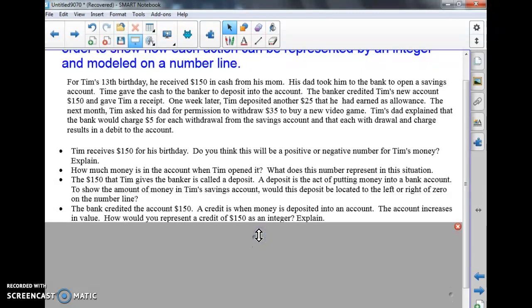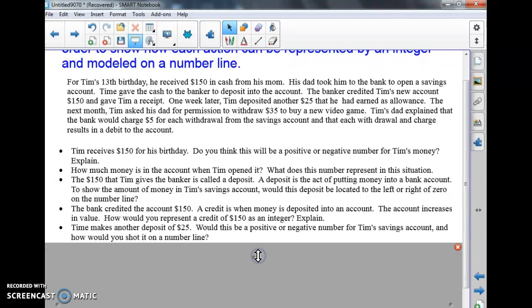The bank credited the account $150. A credit is when money is deposited into an account. The account increases in value. So how would you represent a credit of $150 as an integer? Explain. Hopefully you said you would use plus 150 or just the number 150 because it's an increase in value.